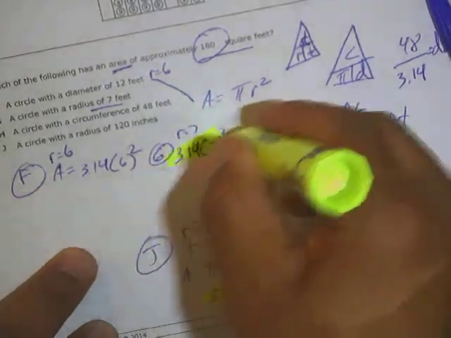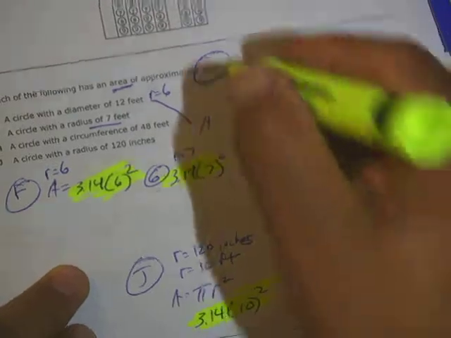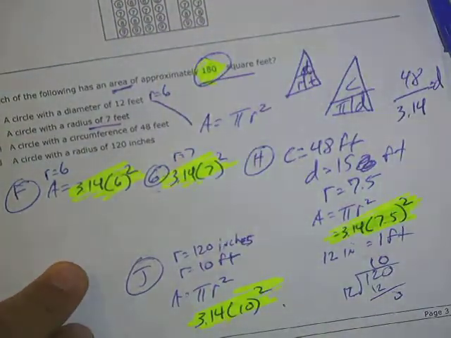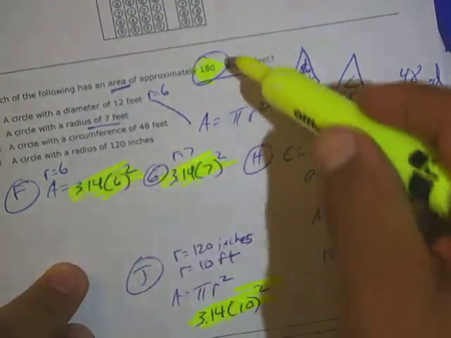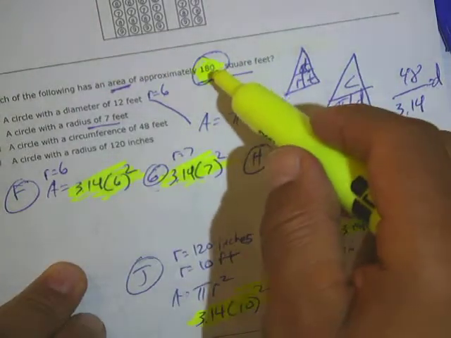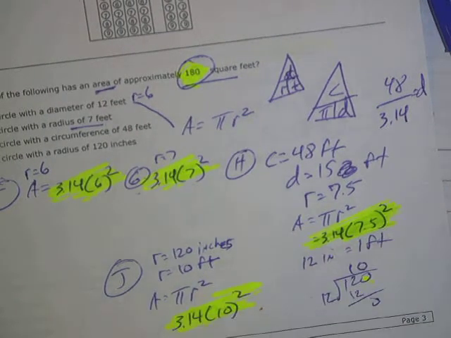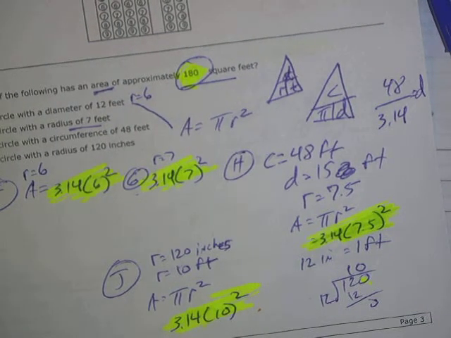Okay. So those are the ones that you gotta work with. Let me show you here. This one, this one, and this one. Multiply them and see which one gives you close to this.